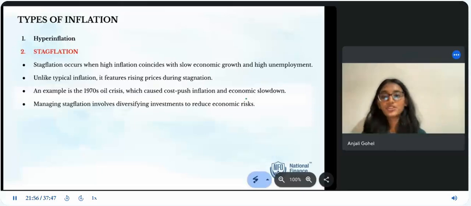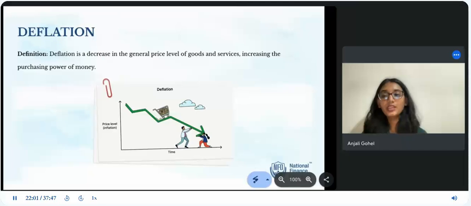So, what's the best thing to do? You would diversify your investments. And now let's understand what deflation is. This is the exact opposite of inflation. In inflation, the prices were increasing. In deflation, the price levels will come down.